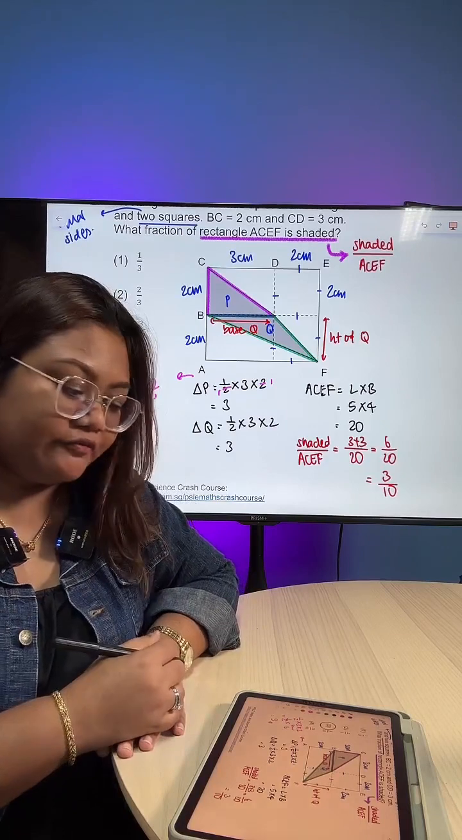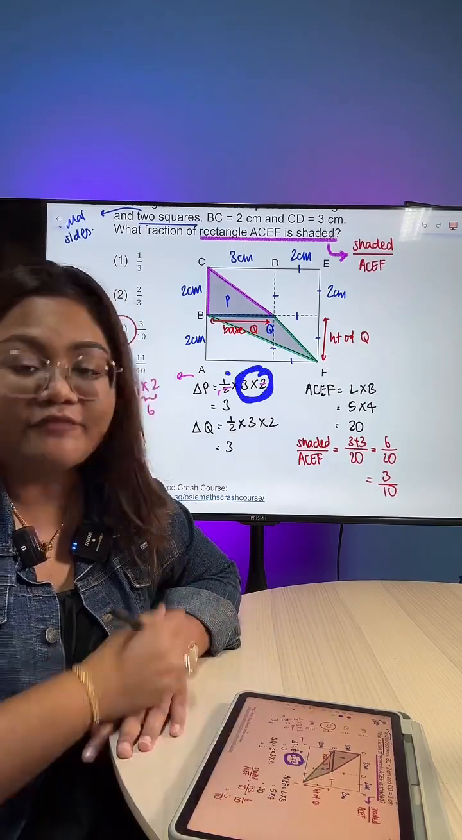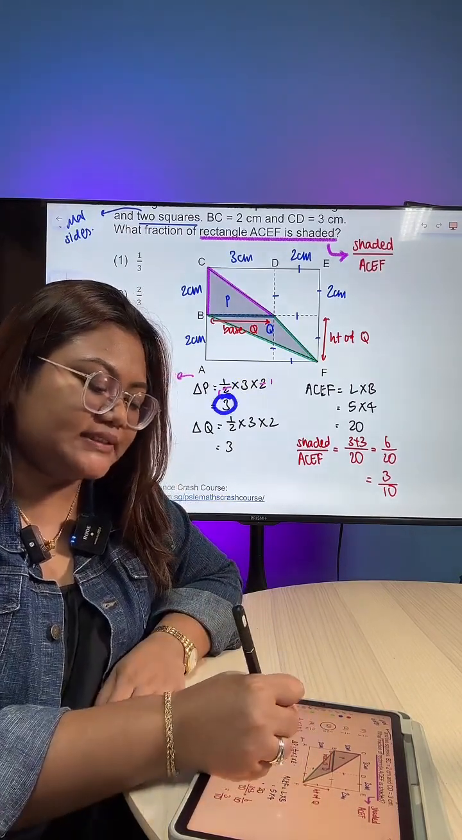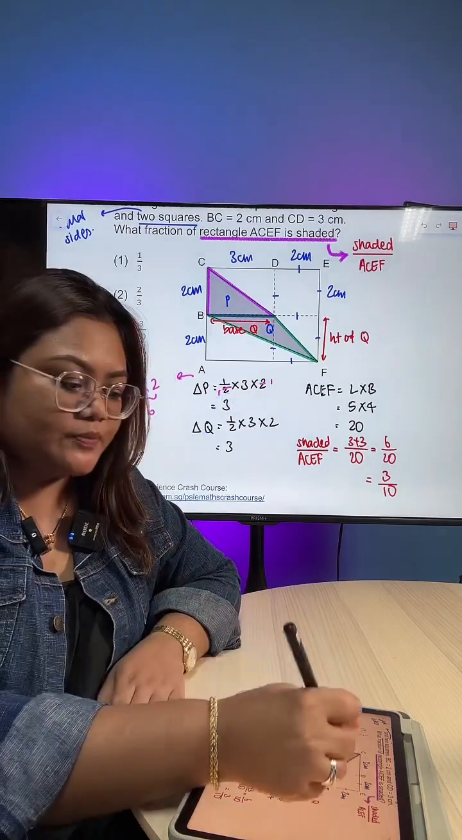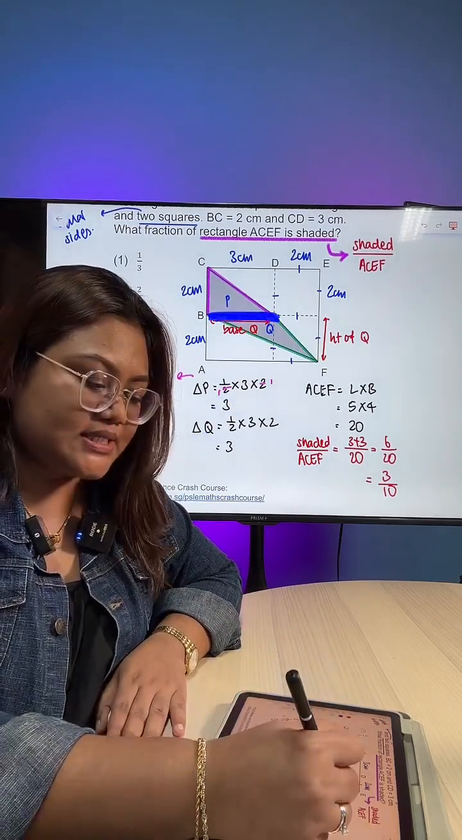Okay, can you? So if you don't understand the cancellation, don't worry. You just multiply the numbers first, then take half of it. Half of it means divide by 2. Okay? So that's how I got 3 here. Similar for Q as well. Q's base is here. Perpendicular height is here.